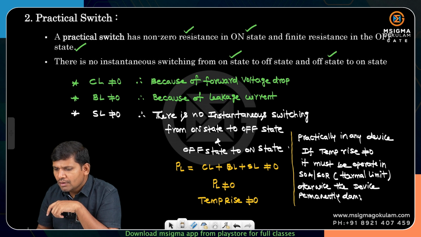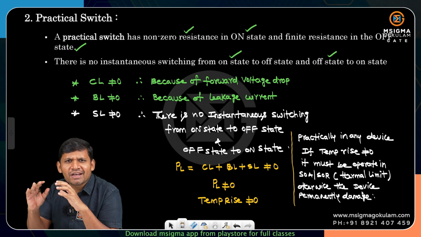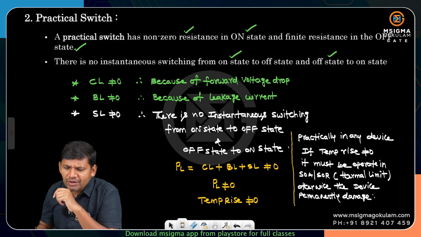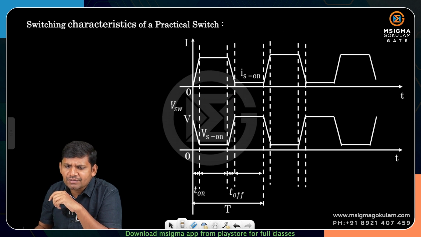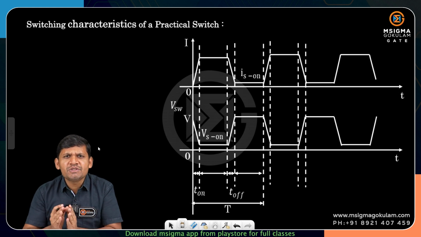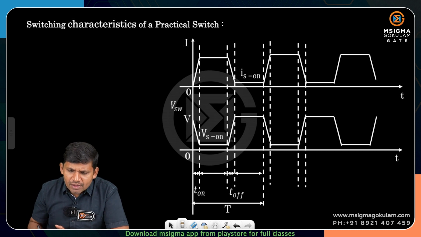Okay. Now see what is the safe operating area of different devices. First I will give the general safe operating area. Next I will give the safe operating area of the different devices. Before that, you see the practical characteristics of a device. These are the practical characteristics of a general switch. What is the observation here, students, that you will see?